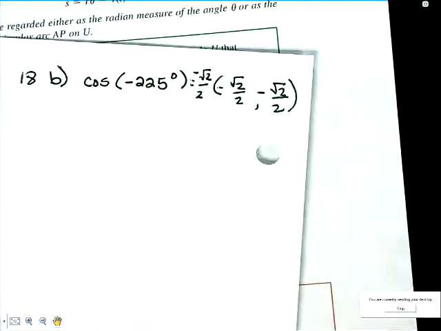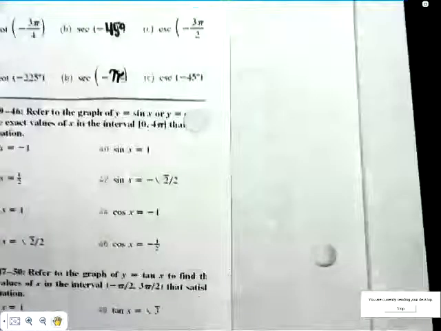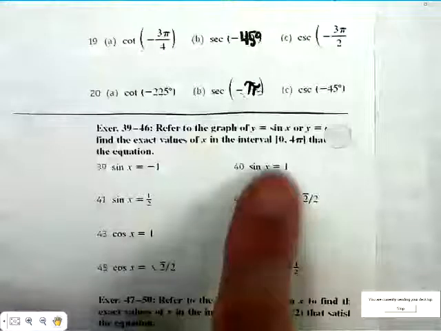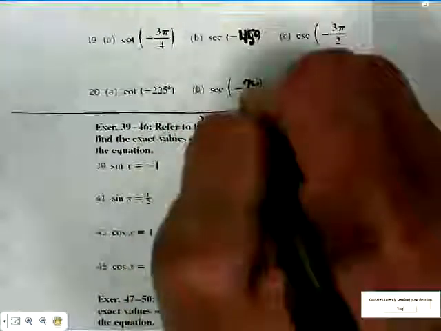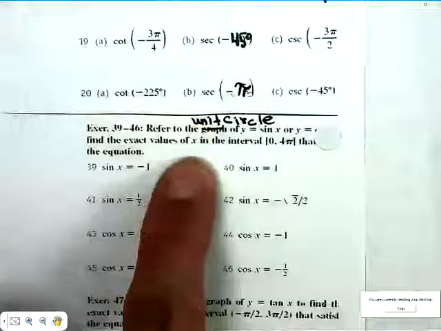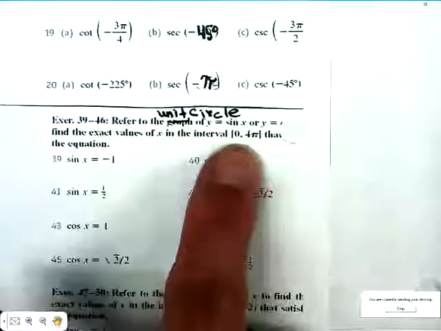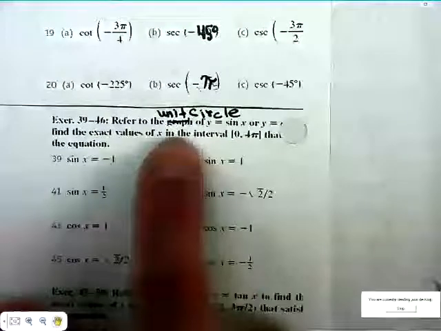All right, we've almost caught up because I think all we lack is some problems that say refer to the graph. We're not going to refer to the graph. We're going to refer to the unit circle because we haven't graphed this yet. And find the exact values of X in the interval from 0 to 4 pi. That means 2 complete revolutions of the unit circle.